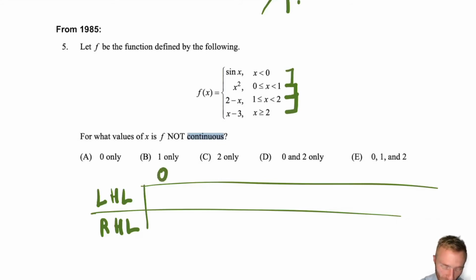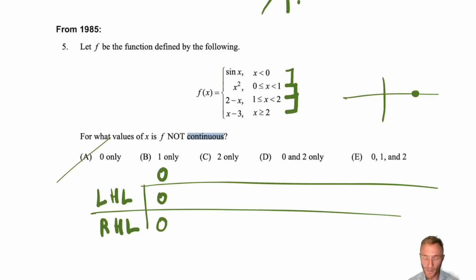So let's think about 0. The left-hand limit, we're using sine of x and sine of 0. Super quick unit circle. Sine of 0 is right here. Sine is up and down, so sine of 0 is 0. The right-hand limit, we're now on x squared. 0 squared is 0. Okay, so 0 is good because the left-hand limit equals the right-hand limit. Let's keep going.